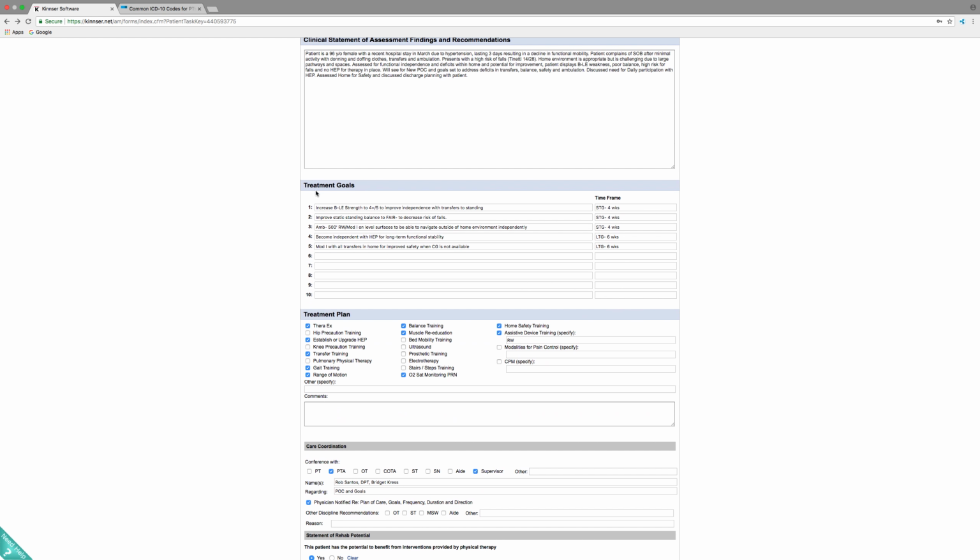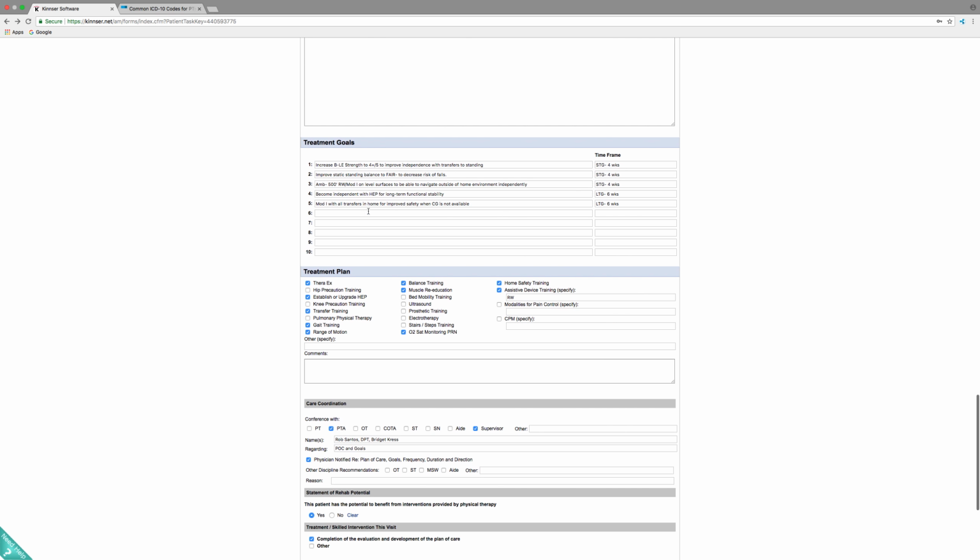So moving on to the treatment and goals, what's very important here is that the goals actually are functional. So we're not just saying increase bilateral strength to 4+ out of 5 and then leaving it there. We need to say why. So we're increasing bilateral extremity strength to 4+ out of 5 to improve independence with transfers to standing. That second part is very important.